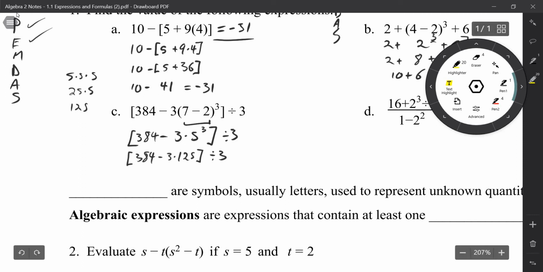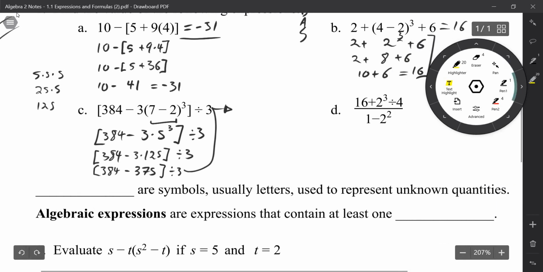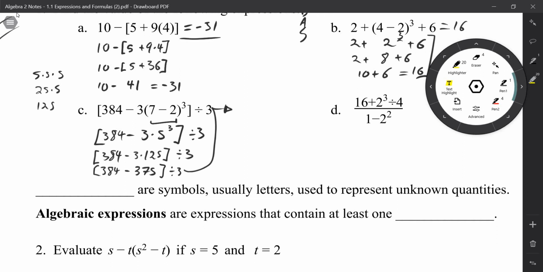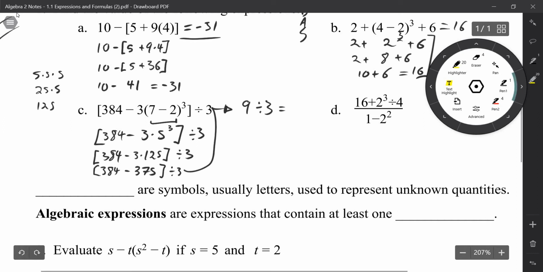Now, within this set of brackets, all the exponents are dealt with. Now we can do some multiplication. Let's see. We can do 3 times 125. That's going to be 375. 384 over here. And again, that was minus, divided by 3. I'm going to bring everything up here to make it a little bit clearer, easier to see. Let's see, within this bracket, no more multiplication or division, no addition either. We just have subtraction. 384 minus 375 is going to be 9 divided by 3. That's going to give us 3.